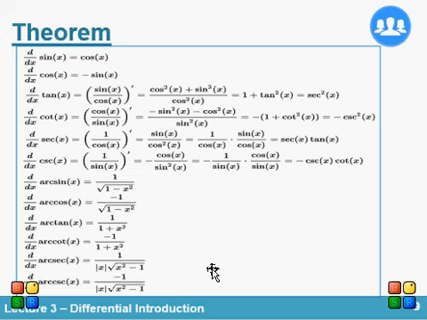This is the differentiated function of trigonometry: the differentiated function of sin x equals cos x, the derivative of cos x equals minus sin x, and so on. Just pause this video and you will get it.